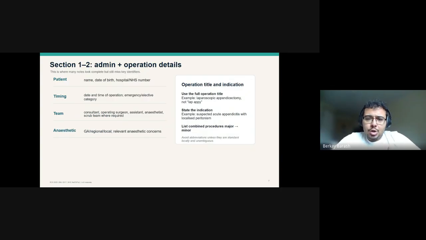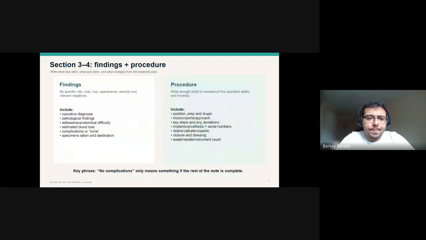state the indication. Write it fully: suspected acute appendicitis with localized peritonism, and list the combined procedures. We have loads of operations, so in the surgery, we start with the major ones and move on to the minor ones, in terms of the relevance for the operation notes and post-op recovery.